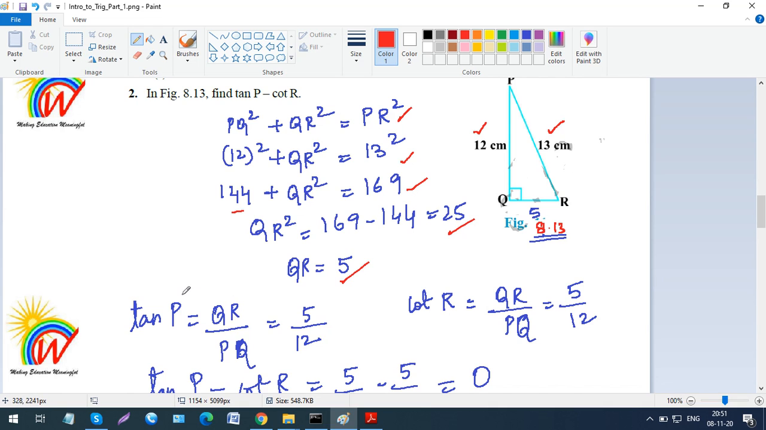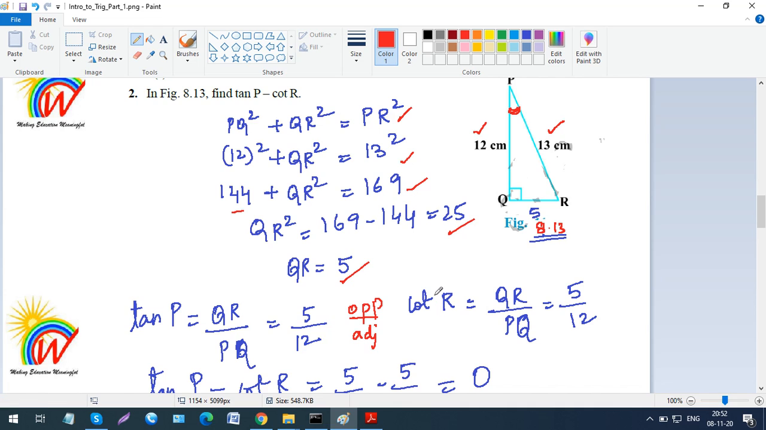Tan P is actually opposite over adjacent, right? So what is opposite for P? For P, opposite is QR and adjacent is PQ. So 5 over 12. And cot R.